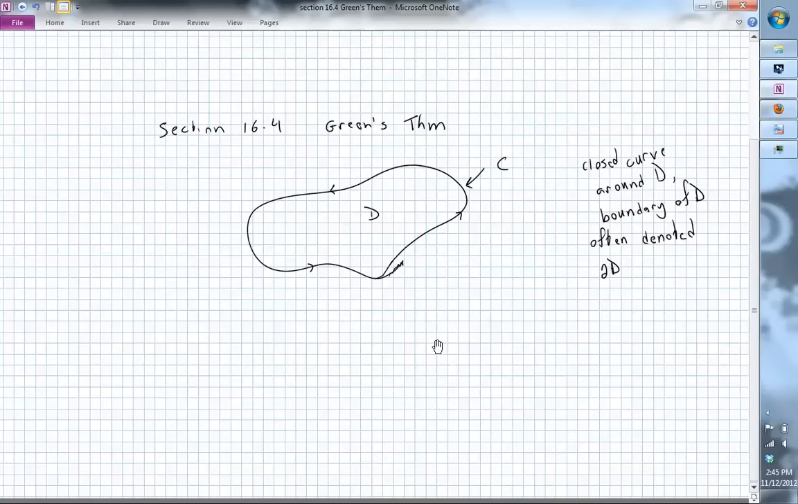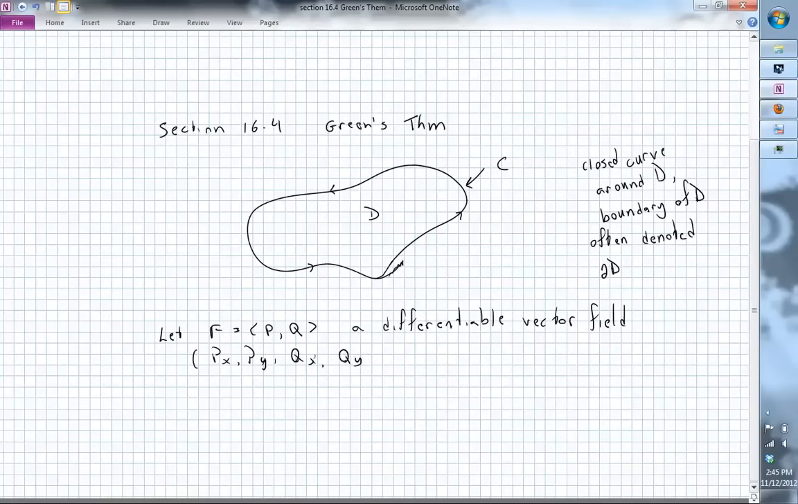Let's set up some objects of study. Let F be a vector field, just a two-dimensional vector field for now. We won't talk about three-dimensional vector fields until Wednesday, I guess. Let F be a differentiable vector field. All differentiable means is that Px, Py, Qx, and Qy all exist. So let F = (P, Q) be a differentiable vector field on the set D.